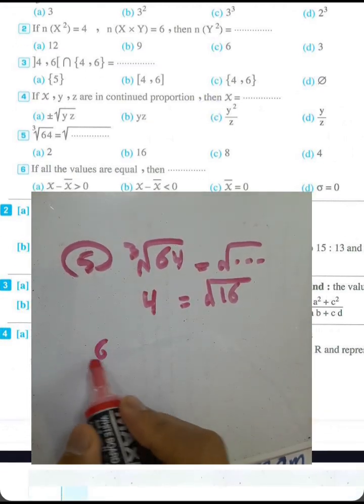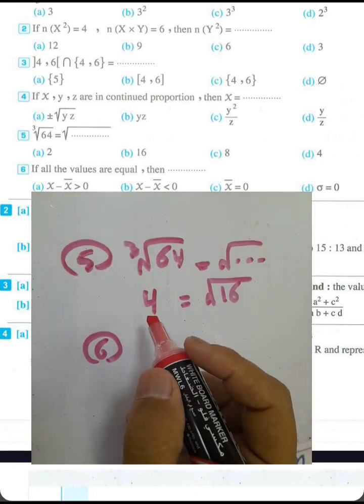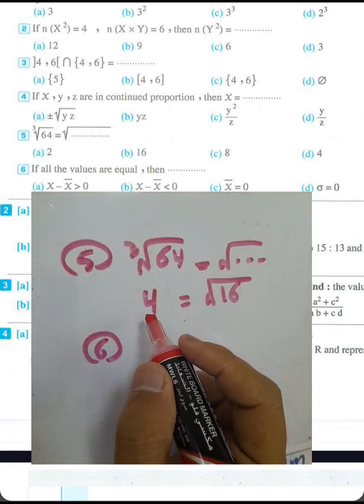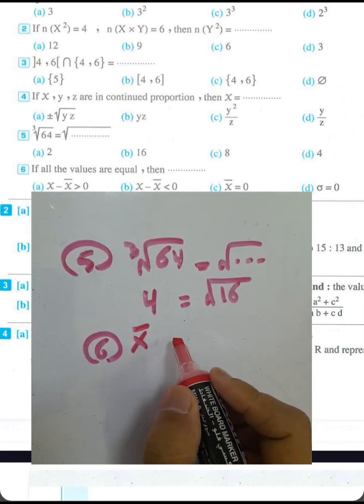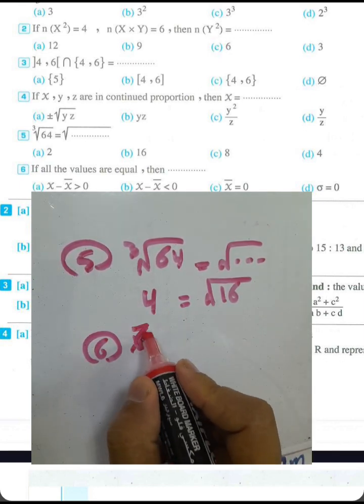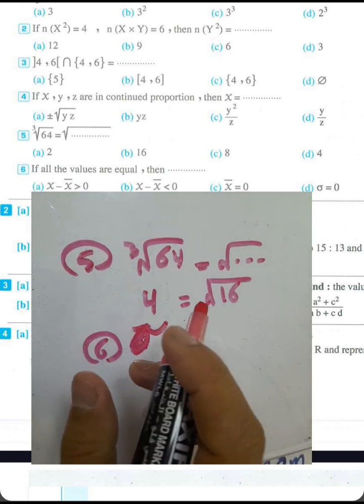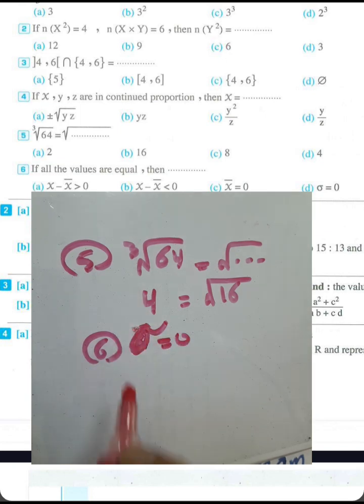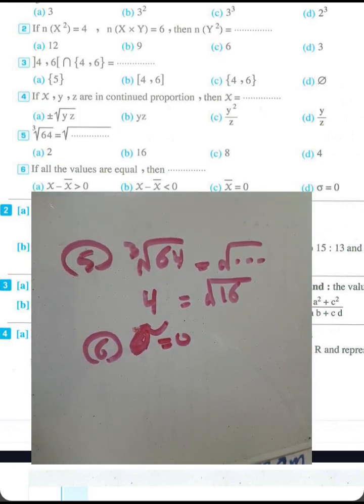Question number 6. If all values are equal, then the deviation will be 0, and we can write sigma here. We can find x bar, the sum of all numbers divided by the number of values. We have sigma equal to 0 about this question. The result will be letter D. Okay, choose letter D.